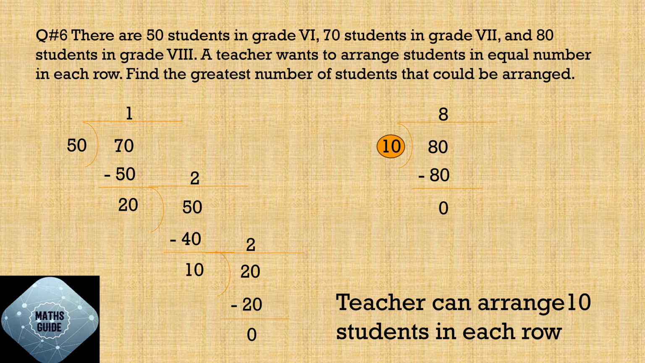This next question is very similar to the previous question. This is question number 6 of exercise 1.3. There are 50 students of grade 6, 70 students of grade 7 and 80 students of grade 8 and the teacher wants to arrange students in equal number in each row. Find the greatest number of students that could be arranged. Again, the teacher wants to arrange them into equal numbers, so HCF will be helpful. Finding the HCF, we got 10 as the last divisor, which is the HCF. So we can say the teacher can arrange 10 students in each row to divide them equally in each row.